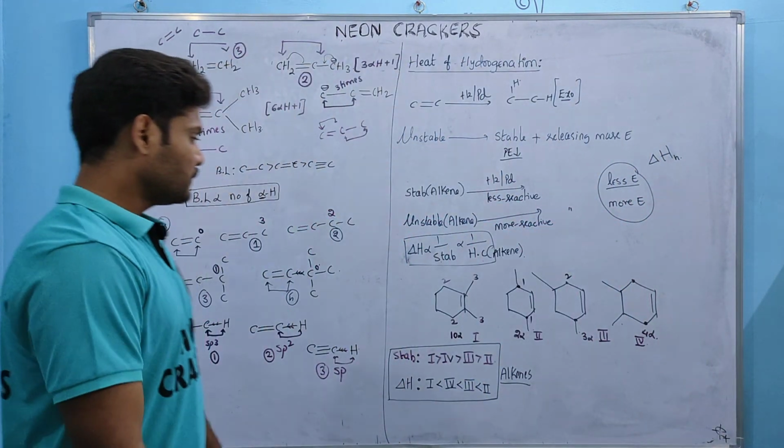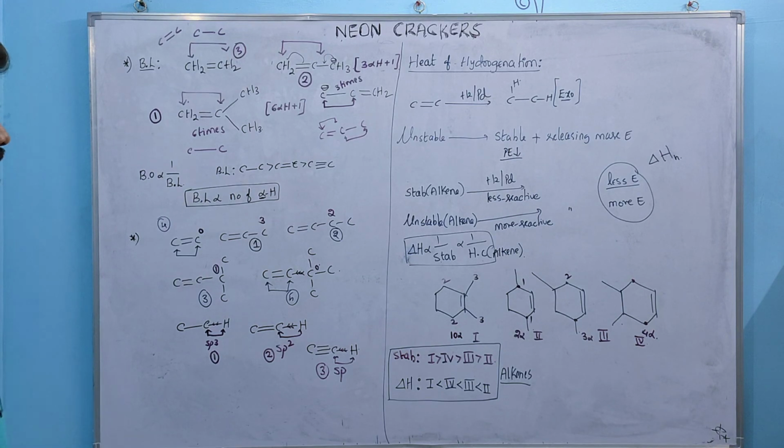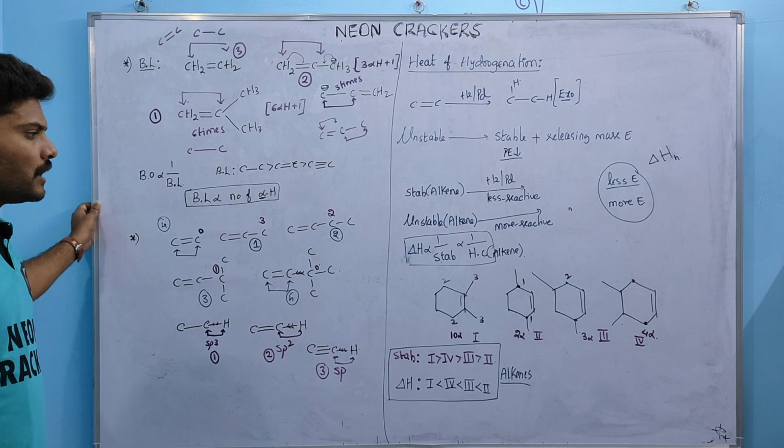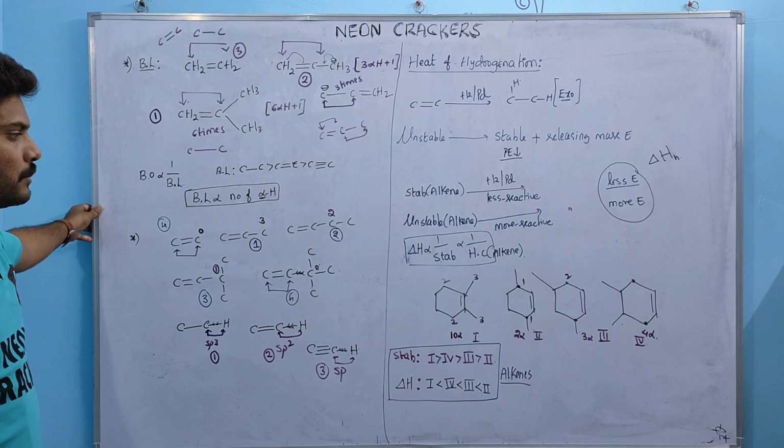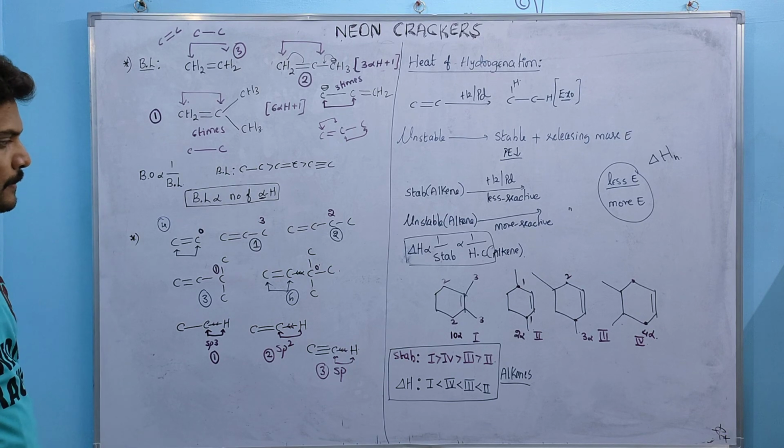Hyperconjugative structure. Okay. Second ones. Number of alpha hydrogens: 10 alpha, 2 alpha, 3 alpha, 4 alpha.